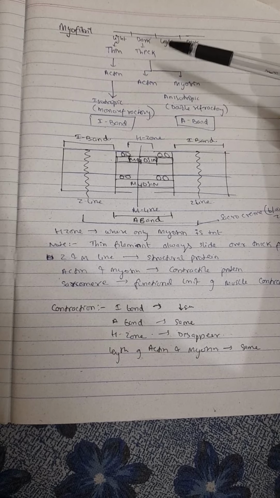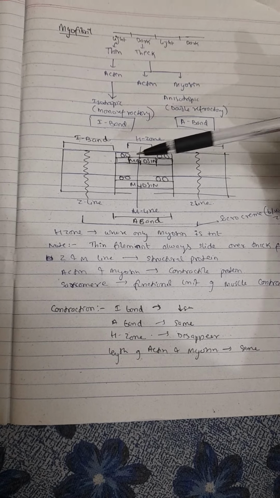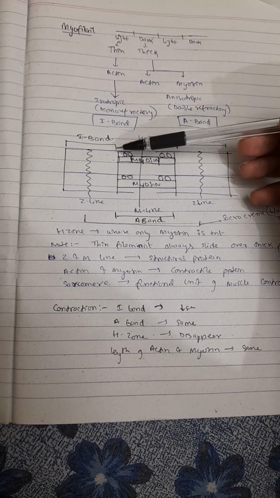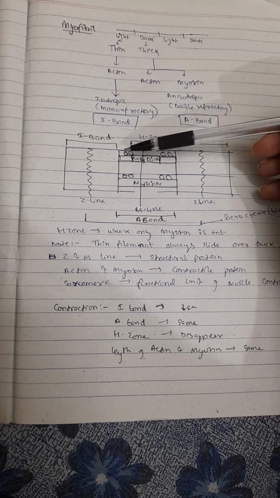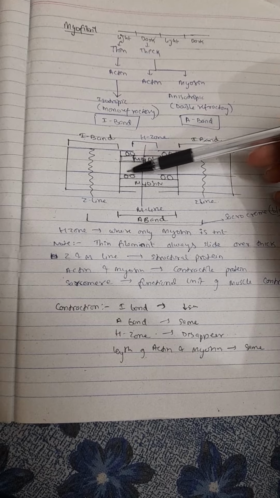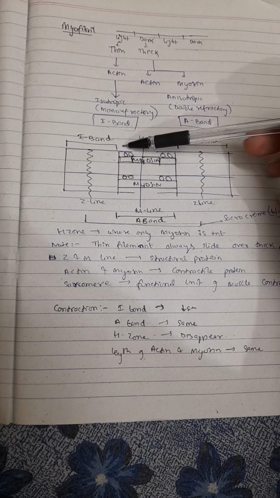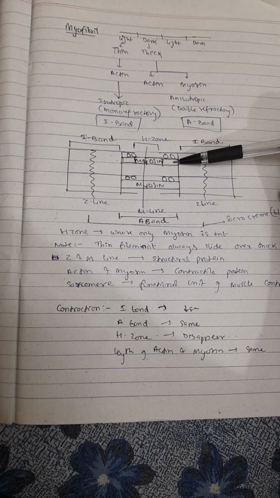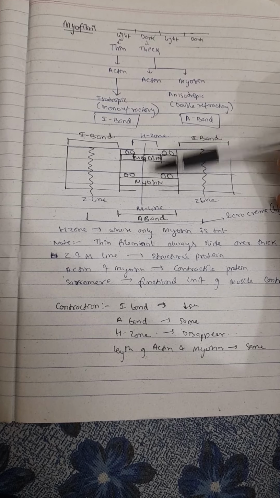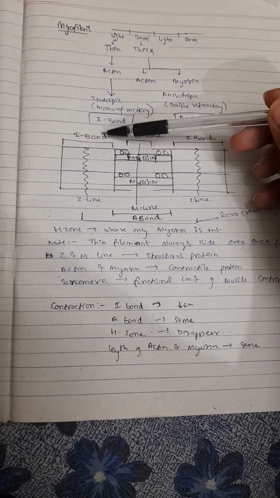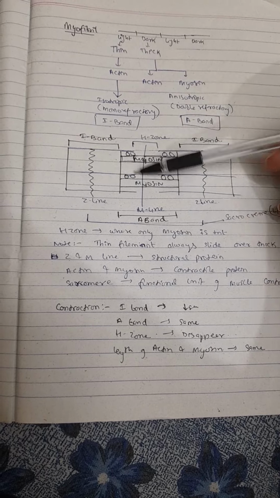And if I talk about the thick line, it contains both actin and myosin. So here you can see that we have both of them. Here it's actin, here it's myosin, then here is actin, and then here is myosin. So this whole band is called the A band because it contains actin plus myosin, and majorly myosin. And it is known as the I band because it contains only actin.